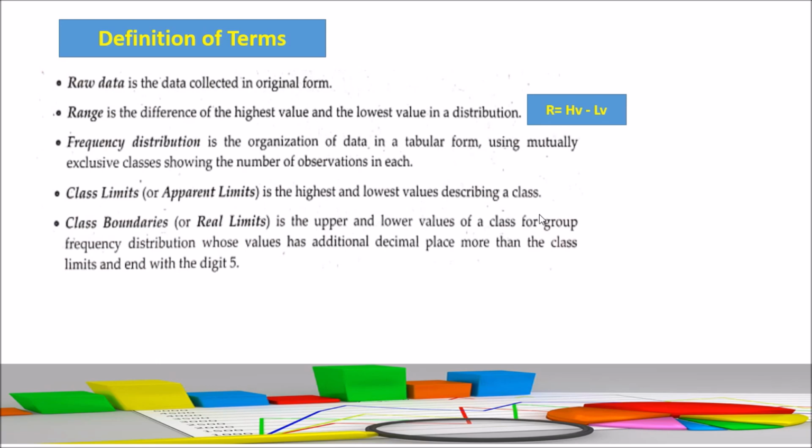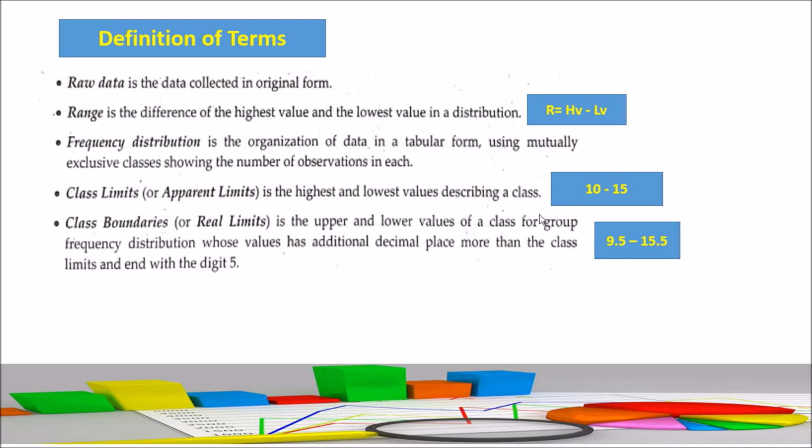Next is the class limit. It is the highest and the lowest values describing a class. Say, if your class limit is from 10 to 15, then your lower class limit is 10, and your upper class limit is 15.